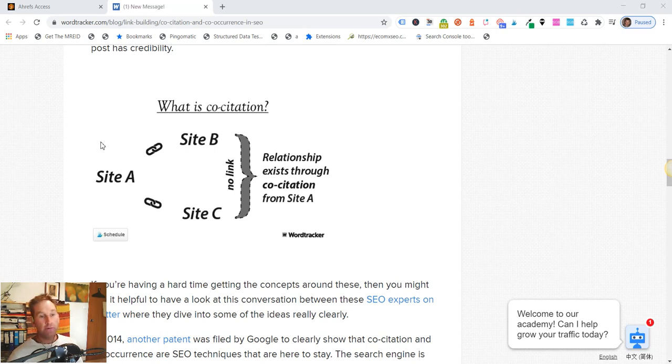you get this co-citation happening. Now the benefit of this sort of thing is you can improve authority and consequently the rankings of your pages or your blog posts, however you're doing it, really quite quickly, a lot quicker than link building if it's done in the right way.